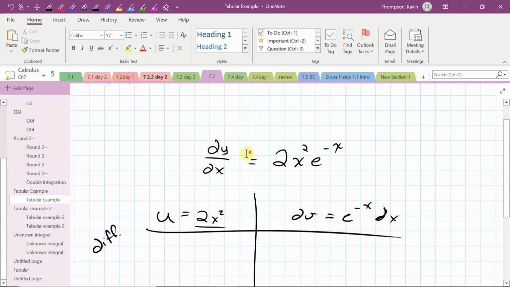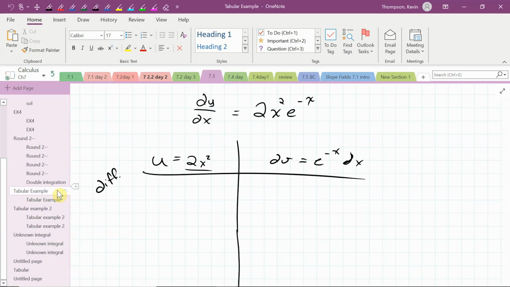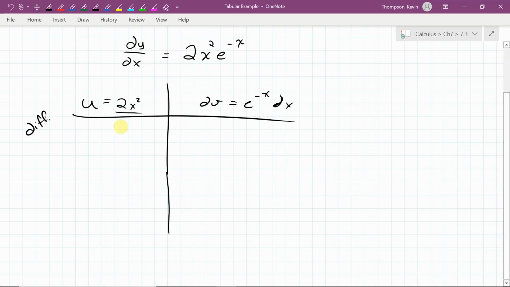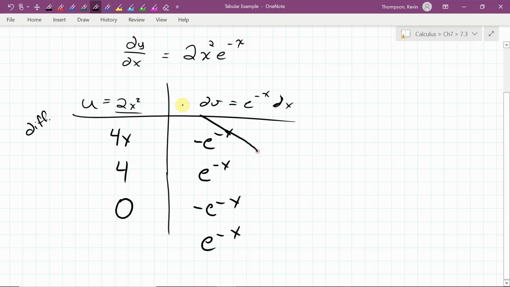I don't know why I didn't write the answer. So we're going to take the derivative. We're going to get a 4x, then a 4, and then we get a 0. And then over here, we're going to have a minus e to the minus x, now a positive e to the minus x, then a minus e to the minus x, and a positive e to the minus x. There's our first product. That would be u times v.